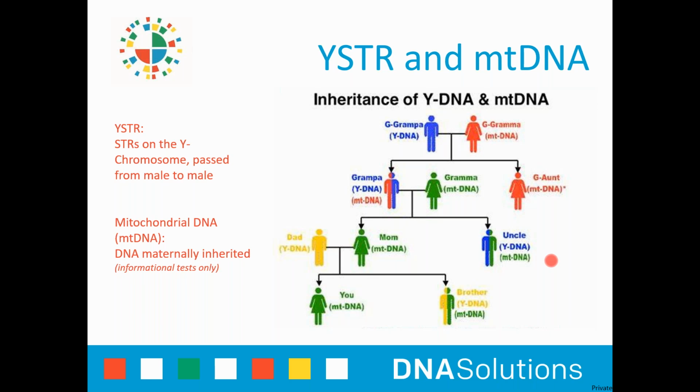You can exclude someone with a Y profile. So if you have an alleged father and they don't share a Y profile with their child, they're not his father essentially. But if it's not excluded, we can just use its statistics to add to the STR statistics, and they normally help because Y profiles, while they're not unique, are relatively rare. So maybe 1 in 1,000 people share a Y profile.